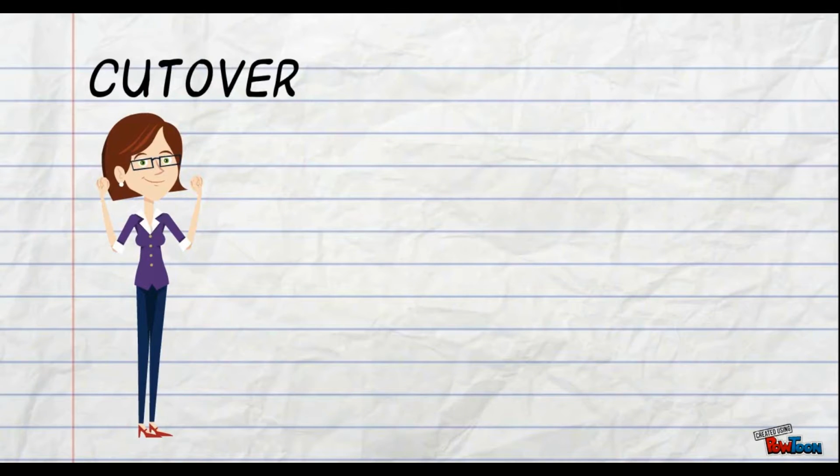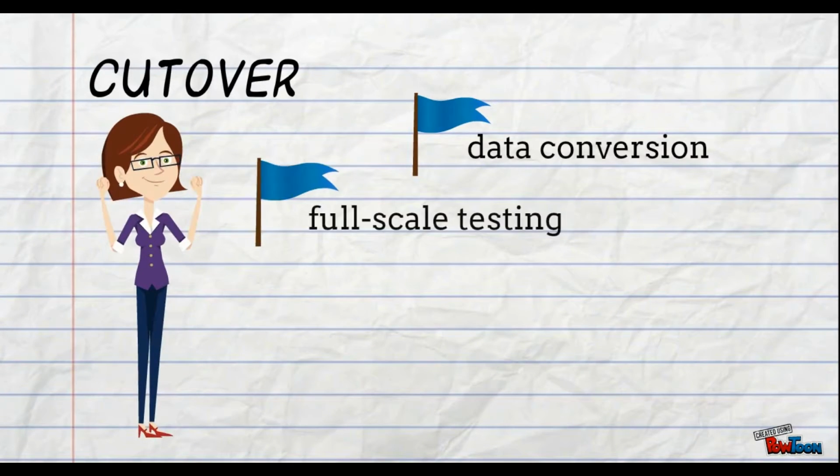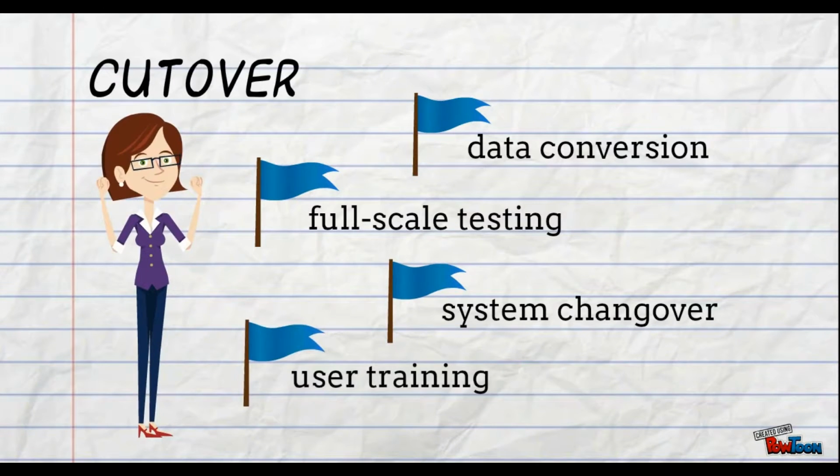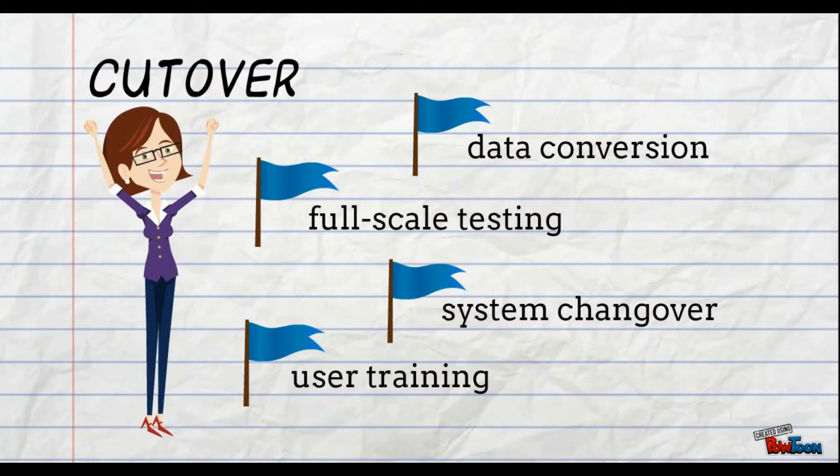In the cutover phase, the system developed becomes operational. This includes data conversion, full-scale testing, system changeover, and user training.